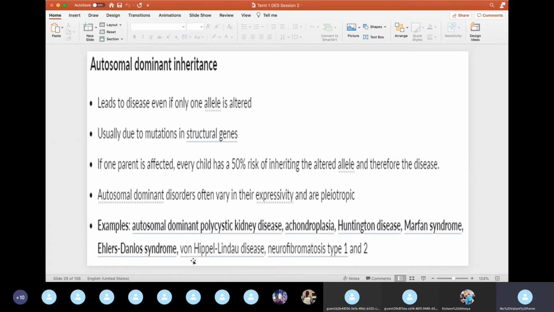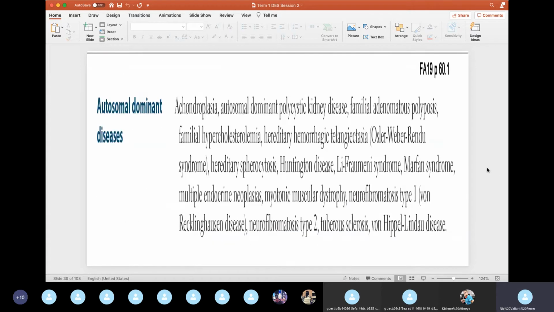The difference between type 1 and type 2 is that only in type 2 you have bilateral schwannomas, okay, which affects your cranial nerve number 8. Okay, good, very good. Next. Do I need to know the diseases? Yes, please. Please know the diseases.